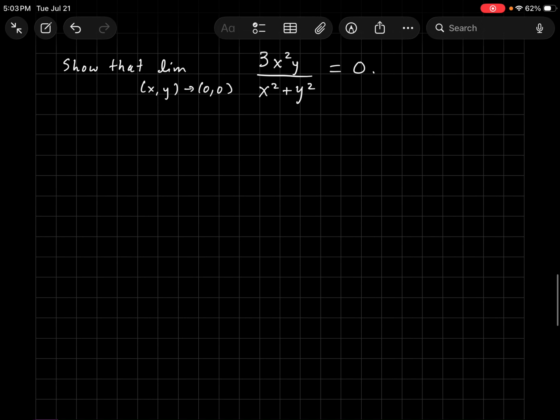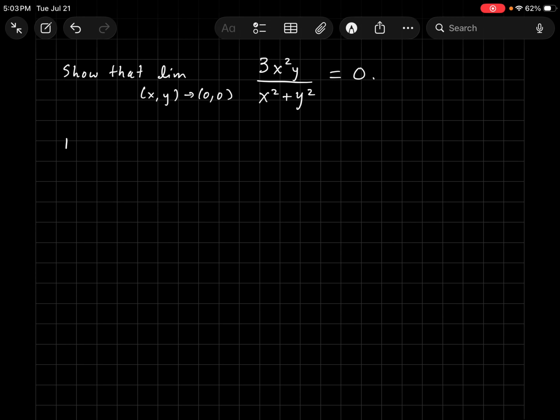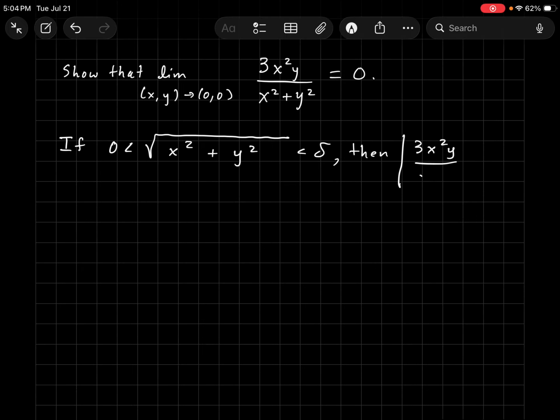So we have to use our definition. So I'm going to write part of it back here for us. So if 0 is less than the square root of (x minus 0) squared plus (y minus 0) squared, which is less than delta, then for the limit to exist, my function, 3x squared y over x squared plus y squared minus 0, must be less than epsilon.